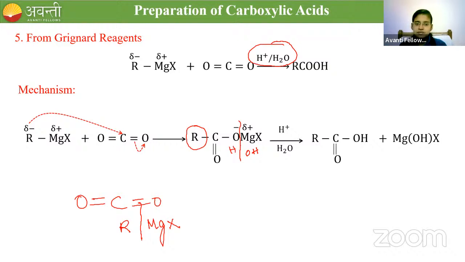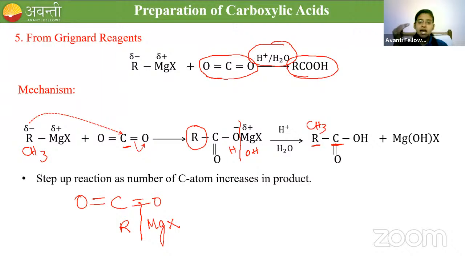Initially I have only one carbon, but on the product side, you see, I have more than one carbon. If the R group is CH3, then I will have CH3COOH, right? So initially in the carbonyl part, I have only one carbon, but in the product, I am getting more than one carbon. So this reaction is called a step-up reaction. Why is it called step-up? Because the number of carbon atoms increases in the product. So that's why it is called a step-up reaction. Clear to all of you?